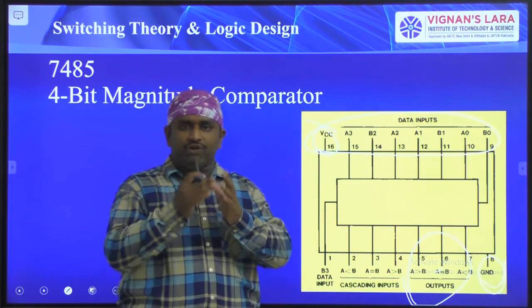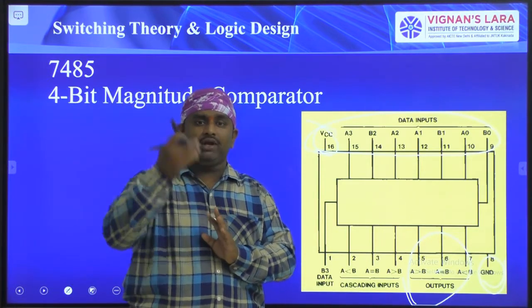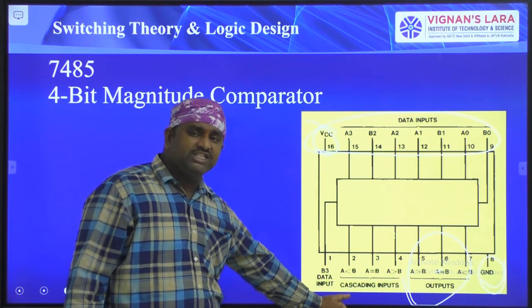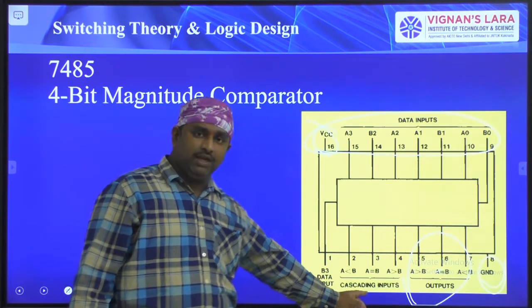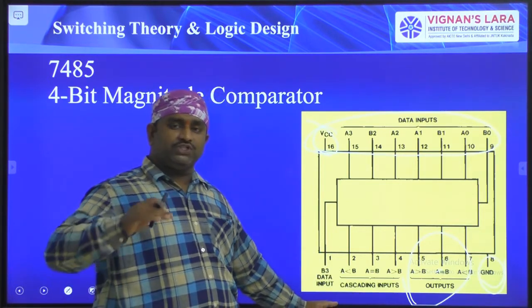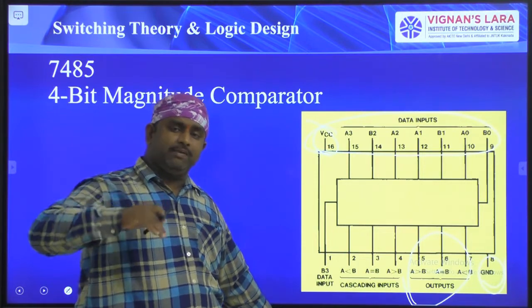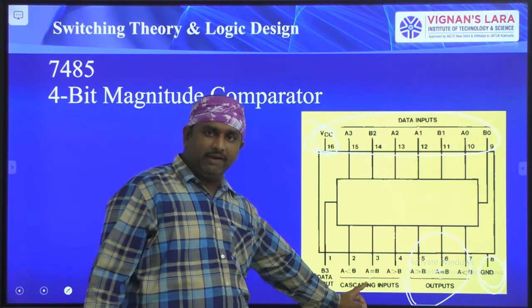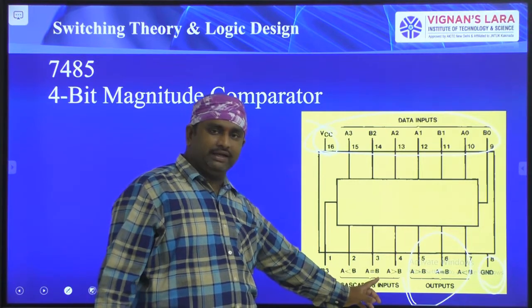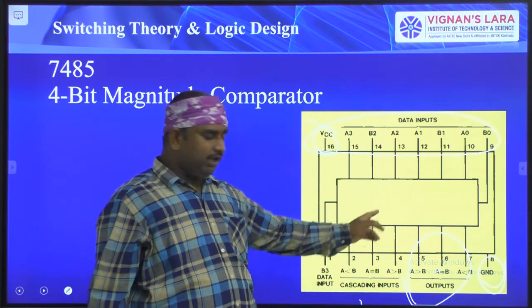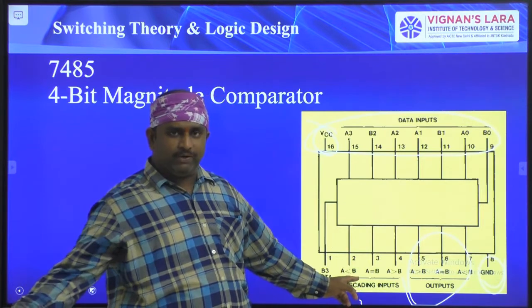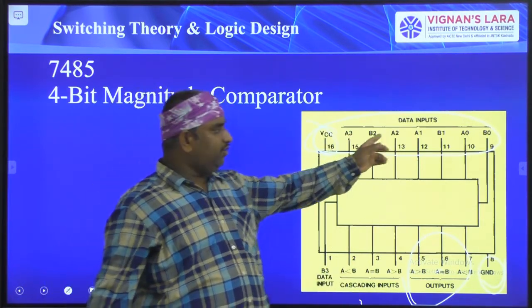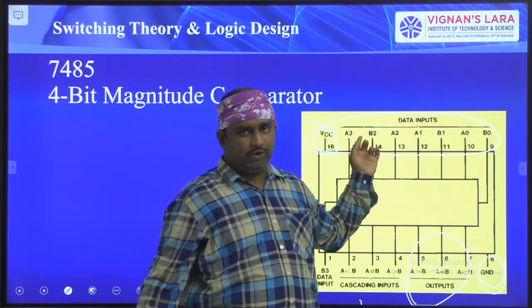So you have to first compare 4 bits and give the result to the second 4-bit comparator using cascading inputs. The first IC will give A less than B, A greater than B, and A equal to B outputs. Those outputs you have to connect here. So for this IC, you have the previous 4 bits' comparison output, and here you have the present 4 bits of information as an input.